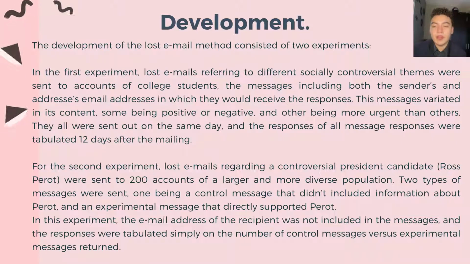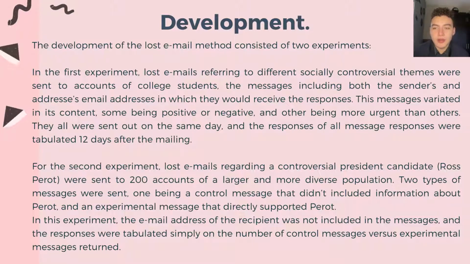Development. The development of the lost email method consists of two experiments. In the first experiment, lost emails referring to different socially controversial themes were sent to accounts of college students. The message included both the sender and addressee email, in which they would receive the responses. These messages varied in content, some being positive or negative, and others being more urgent than others. They were all sent out on the same day, and all message responses were tabulated 12 days after the mailing.